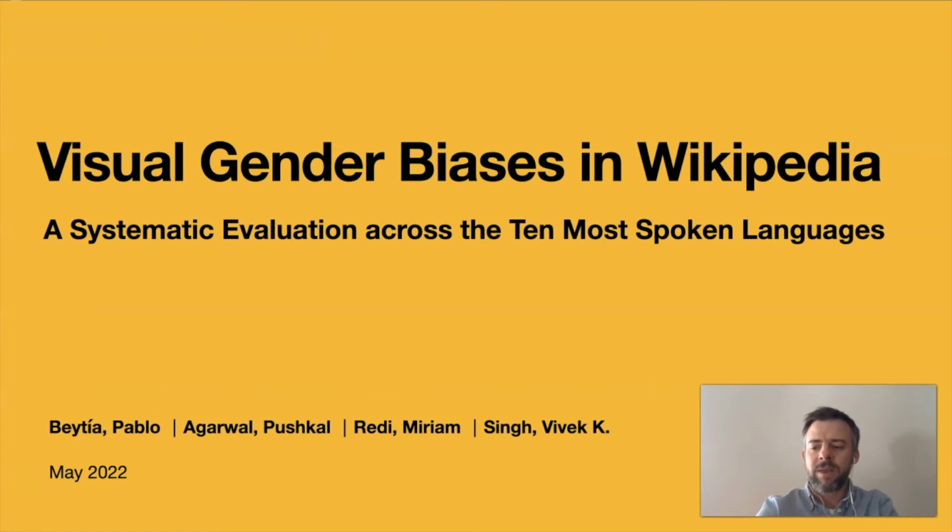Hello everyone, my name is Pablo Itia and I will present this paper that we did with Pushkal Agarwal, Miriam Reddy and Vivek Singh. The main goal of our paper is to evaluate visual gender biases in the biographies on Wikipedia, specifically in the 10 most spoken languages.